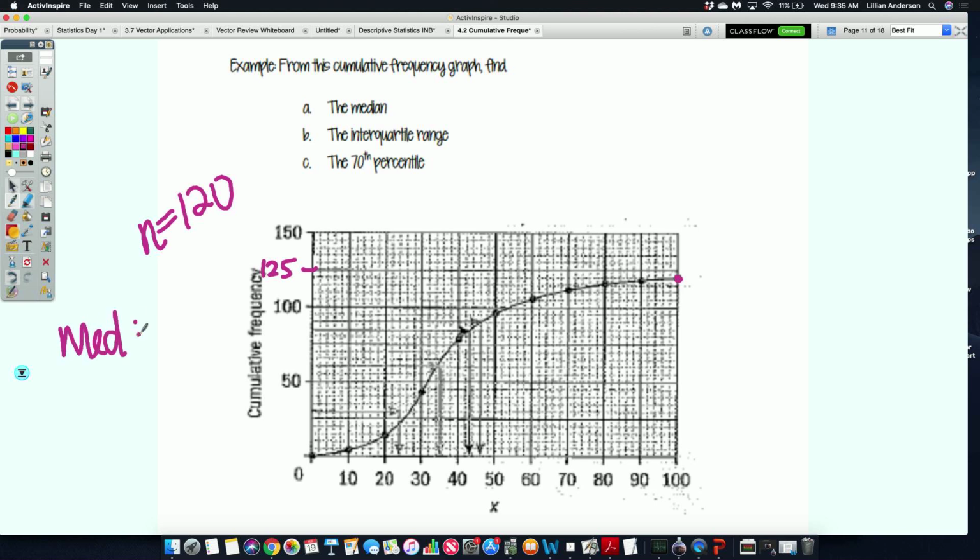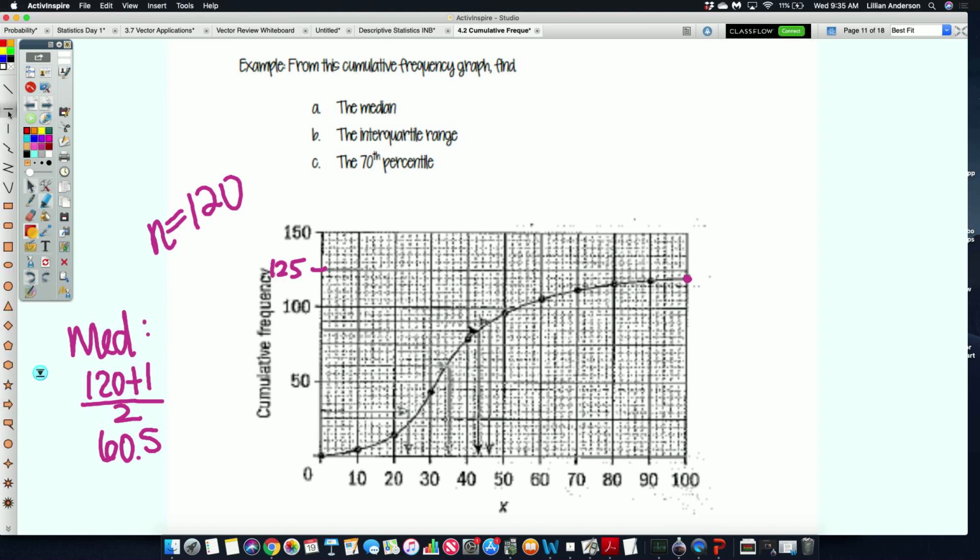What's the formula for median? N plus 1 over 2. So that's 120 plus 1 over 2, which is 60.5. So what do I do now? I find it on the graph. So 60.5, since this goes by 5s, 60 is 2 lines up from 50. I go over to see where it hits the curve, and then I go down.